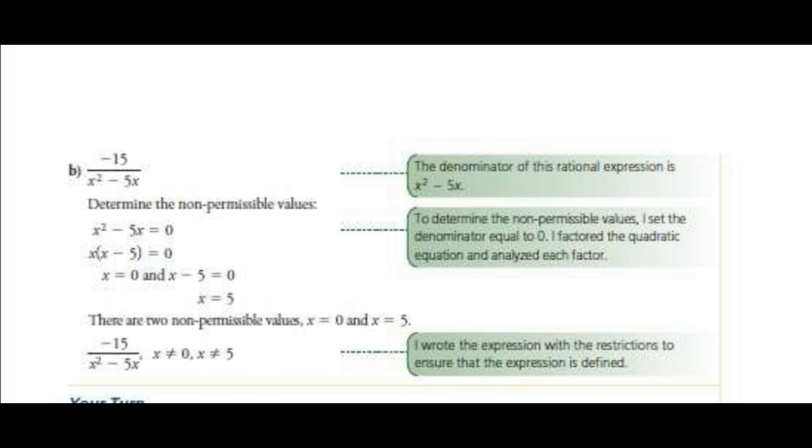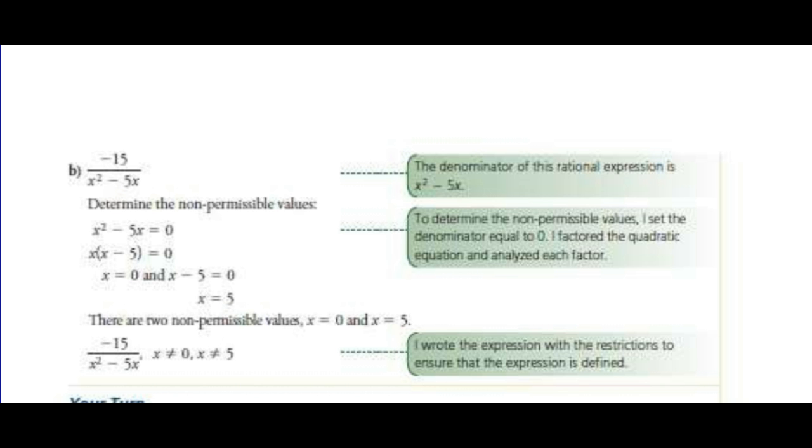Negative 15. Okay, so determine the non-permissible values, right? Start with this, factor it, figure out what the x values are, 0 and 5. What you really want to do is set it equal to 0 and then solve, right? Say what values make it 0. Once you've got those, they are called the non-permissible values. These are called the restrictions. Mostly I'm going to ask you what are the restrictions, right?